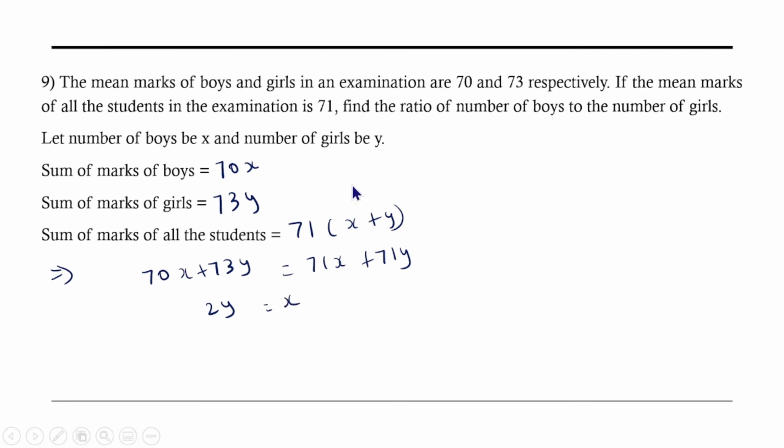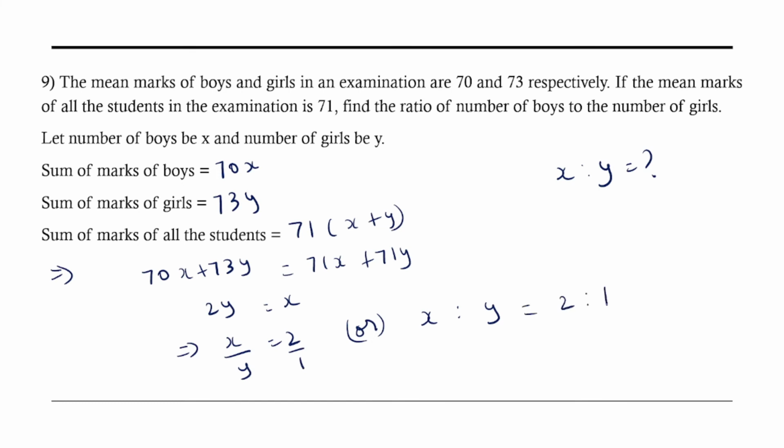So they have asked the ratio of number of boys to the number of girls. So they have asked x is to y. So from this we can see that x by y equal to 2 by 1. x is to y is equal to 2 is to 1. So the ratio of number of boys to the number of girls is 2 is to 1.